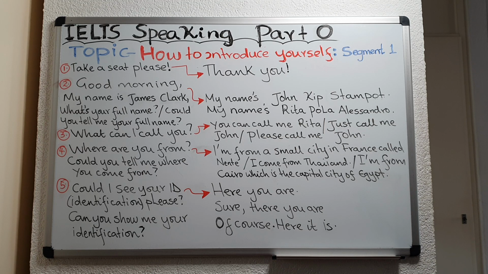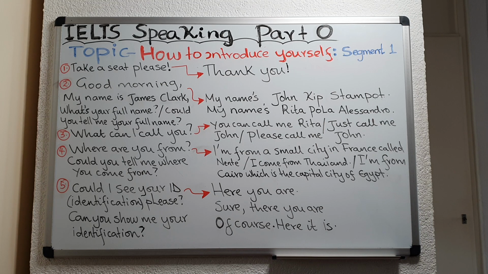Now, remember, this is IELTS Speaking Part 1. It's kind of an introduction. You're getting to know each other, okay? You want to keep your answers very simple because the first impression matters. You don't want to make any mistakes right at the beginning when you're introducing yourself to the examiner. So don't complicate your answers. Keep them short, simple, and precise. Where are you from? I come from Thailand. I come from Cairo. I come from France.